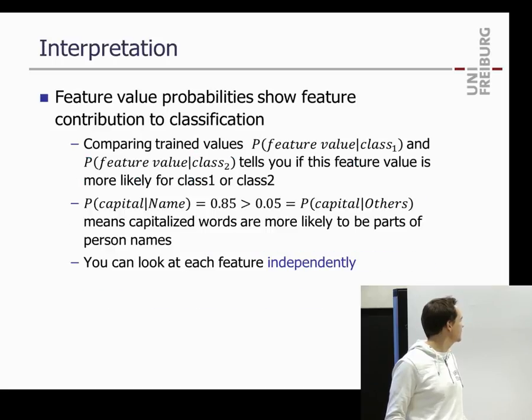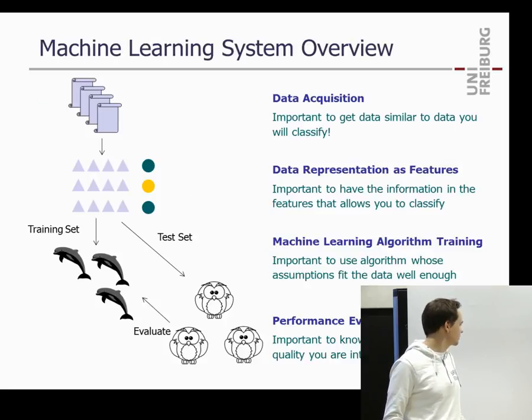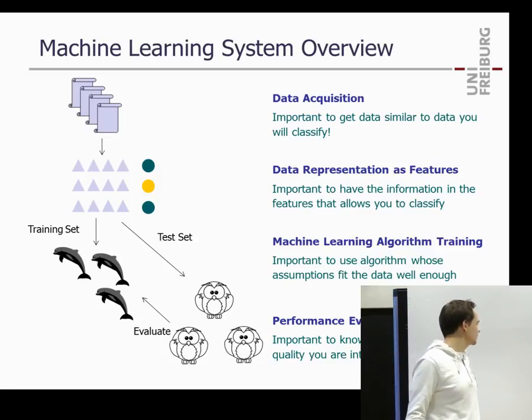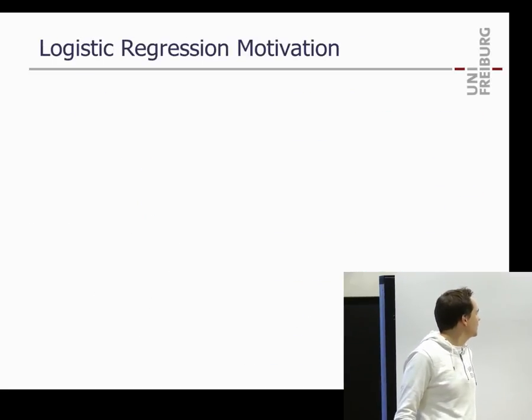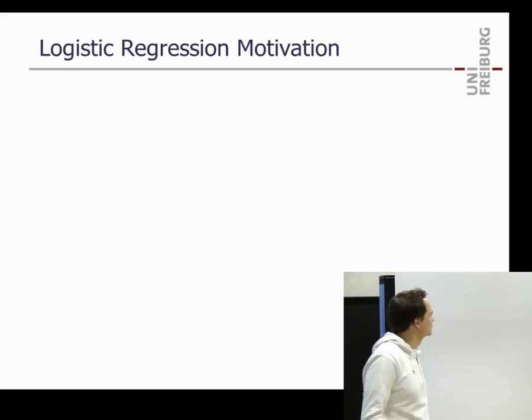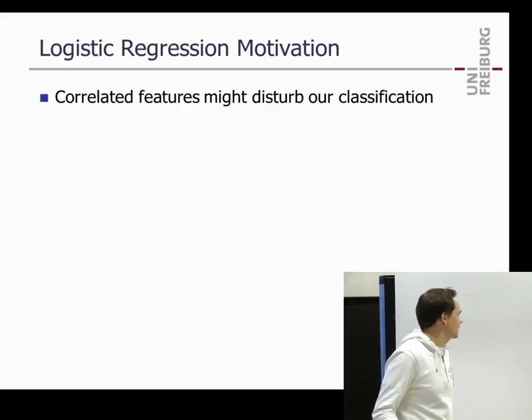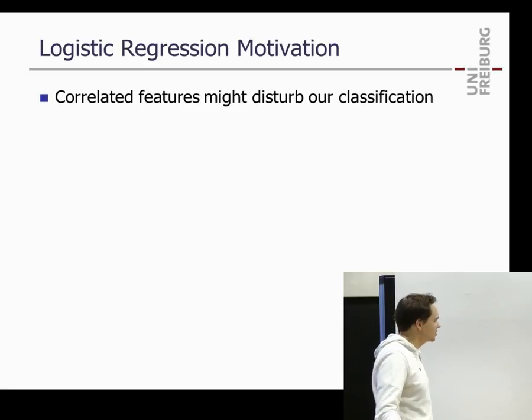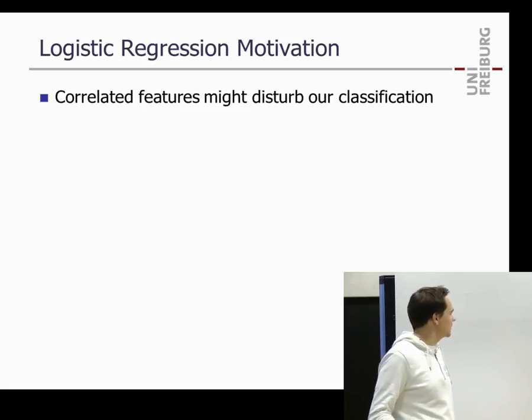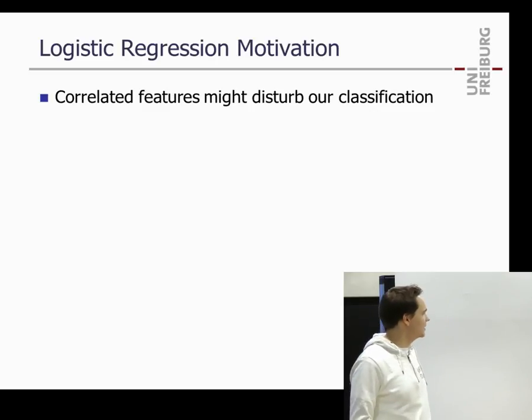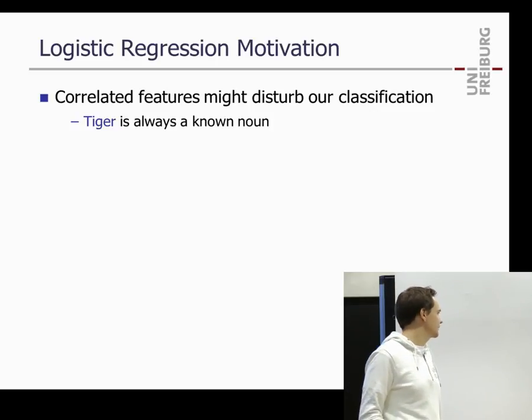I have this. Okay, so here's where I was. Okay, so that was my overview over the whole system. And now we get to a bit similar algorithm, and I will first show you the motivation for this. I already told you that this assumption that naive Bayes makes is often not correct. Yeah, and in some cases it might actually disturb our classification.